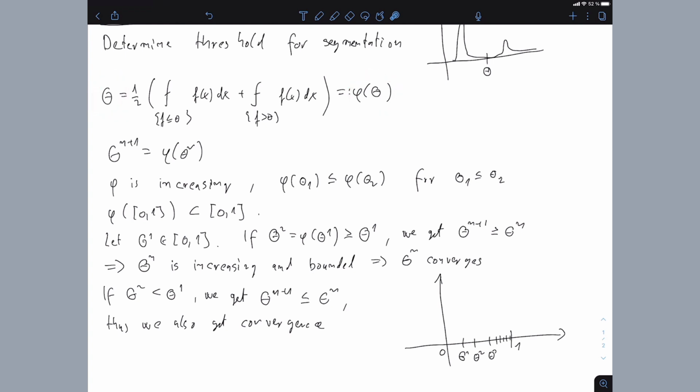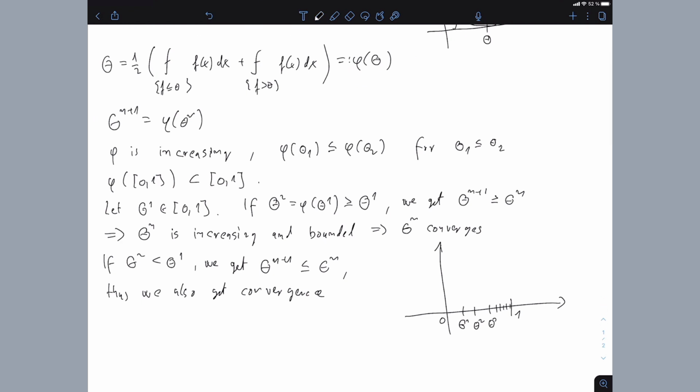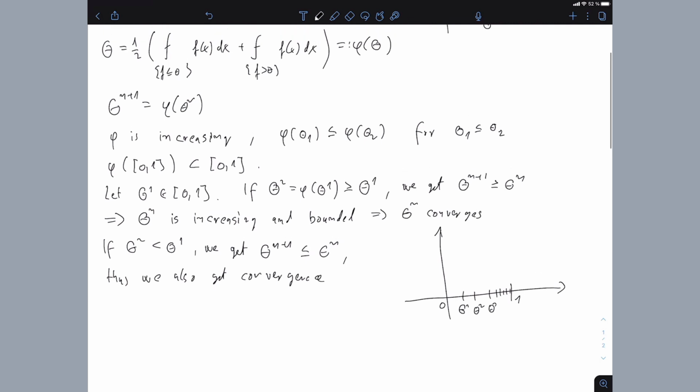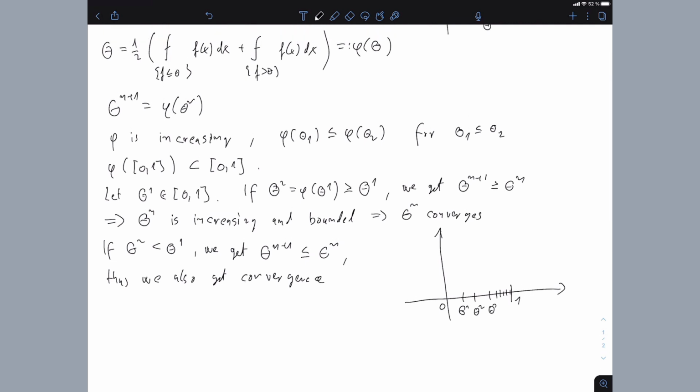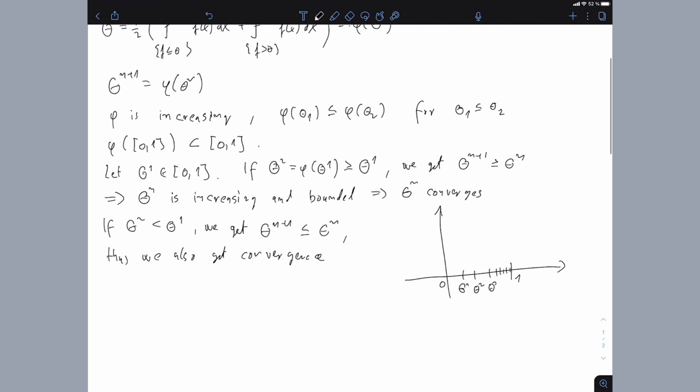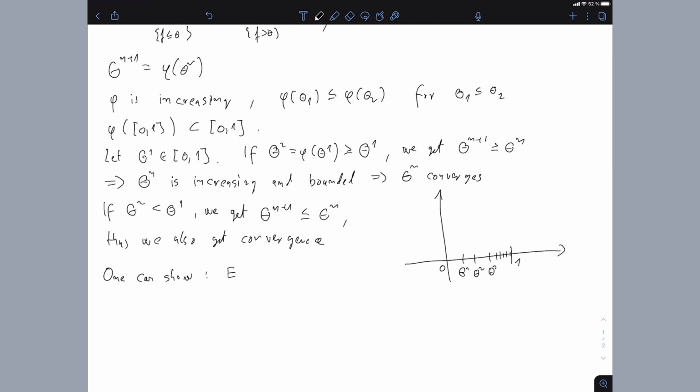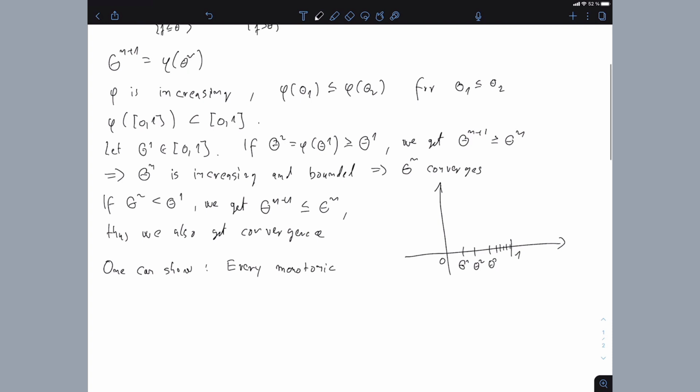So far we just know that we get a limit theta, but we don't know whether the limit fulfills this condition. And we don't even know yet whether phi actually has a fixed point. And let me briefly comment on that. This will be done in one of the exercises. So what you can show is every monotonic function from 0, 1 to 0, 1 has a fixed point.